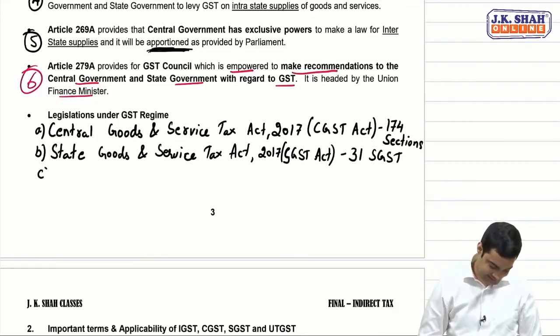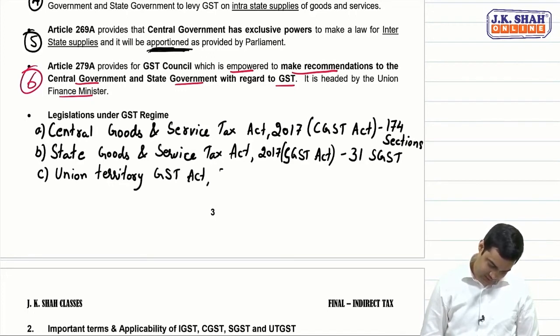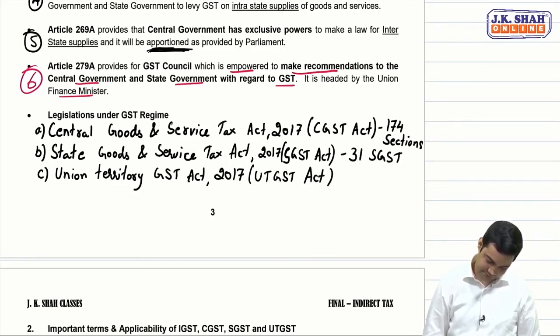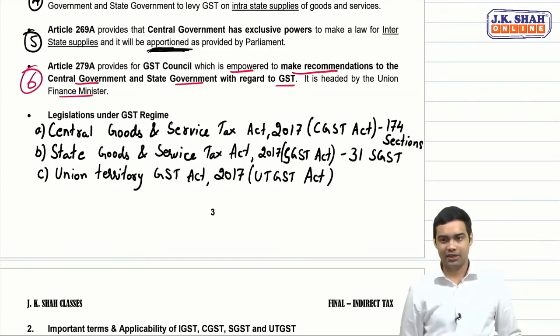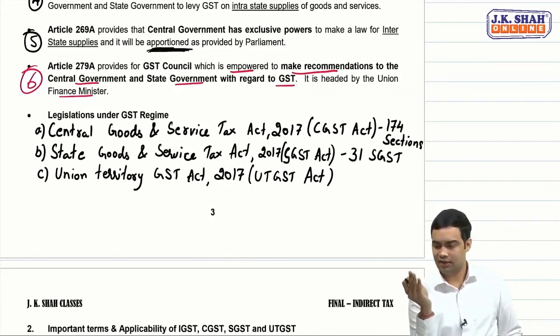Then C, Union Territory GST Act 2017, within bracket UTGST Act. How many Union Territory GST Acts are there? Sir, it should be Lakshadweep, Andaman and Nicobar, then there should be Chandigarh, then there should be Daman and Diu and Dadra and Nagar Haveli, and one for Ladakh.